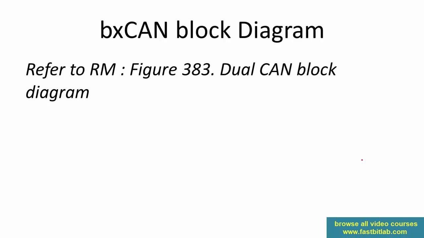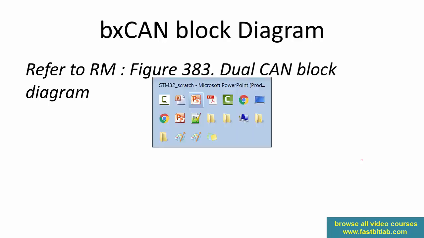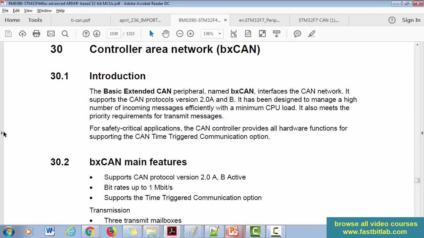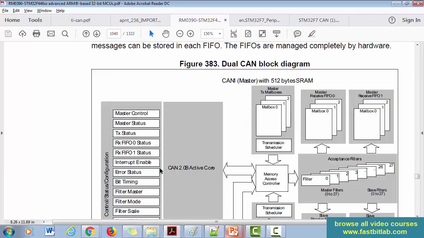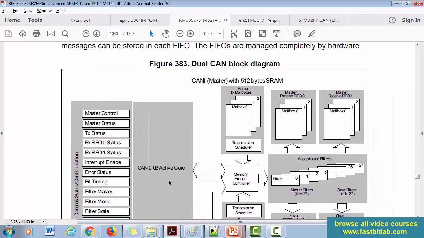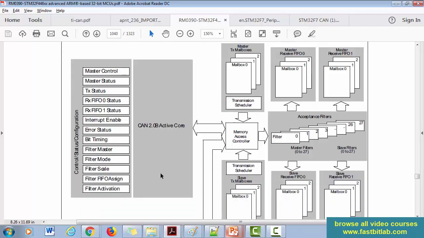Now let's explore the bxCAN block diagram. For this we have to refer to the reference manual. Now let's go to the block diagram. So this is a dual CAN block diagram. This microcontroller has dual CAN, meaning it has two CAN controllers.